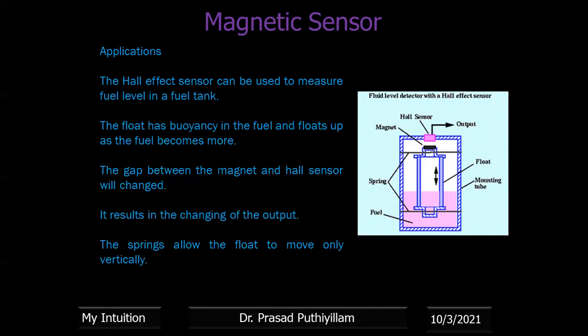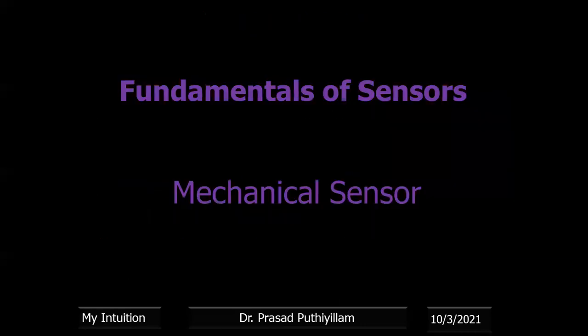So based on that float movement, as well as the magnetic and the Hall sensor distance measured, it is very easy. You can see a magnet is present there and a Hall sensor is present, and we know when a magnetic field comes near to that one, the electrical output variation we have already seen with the Hall effect. So based on that, we can measure the liquid level in the fuel tank.